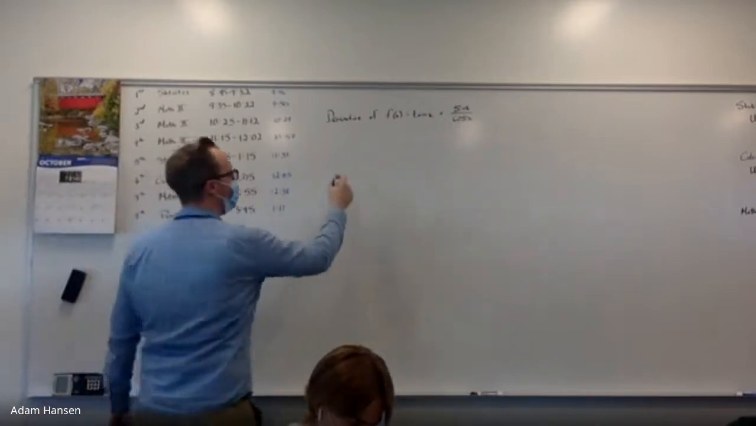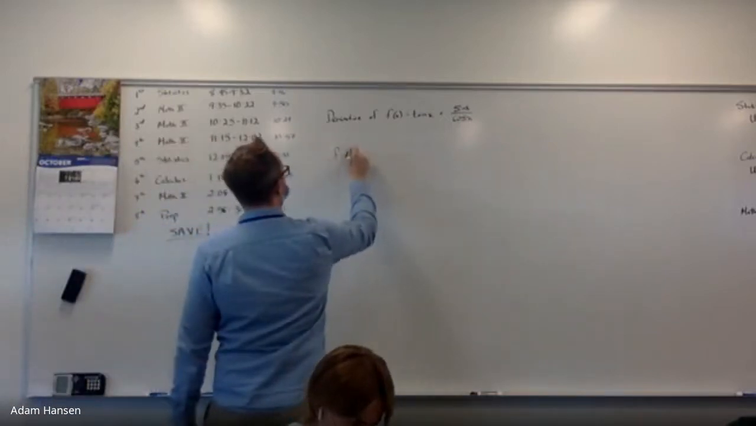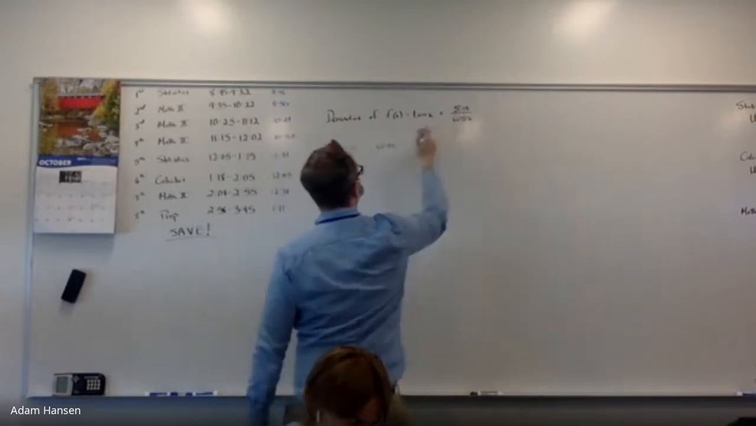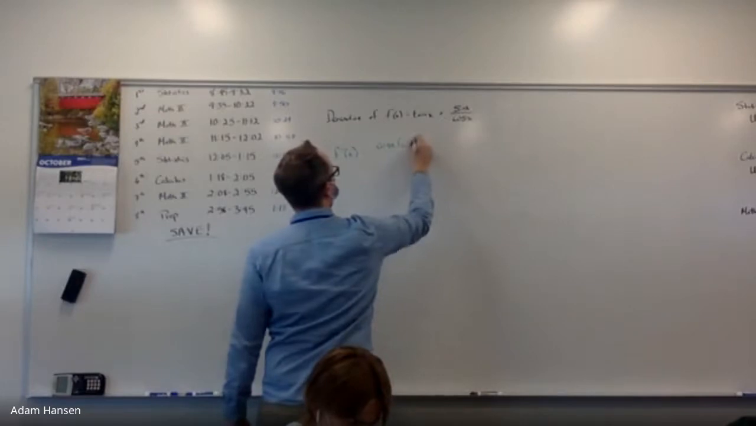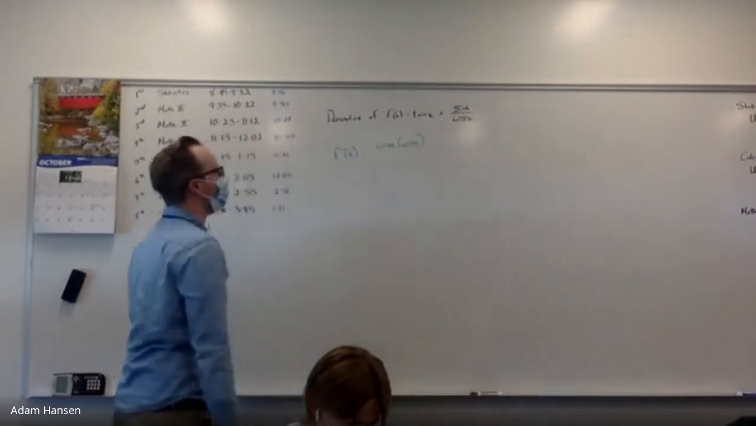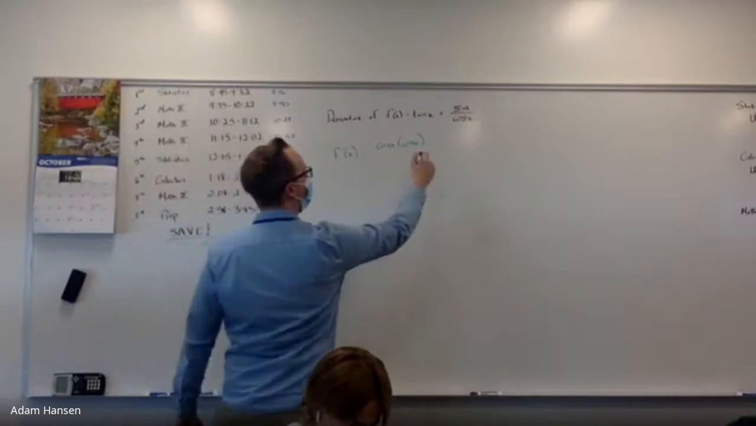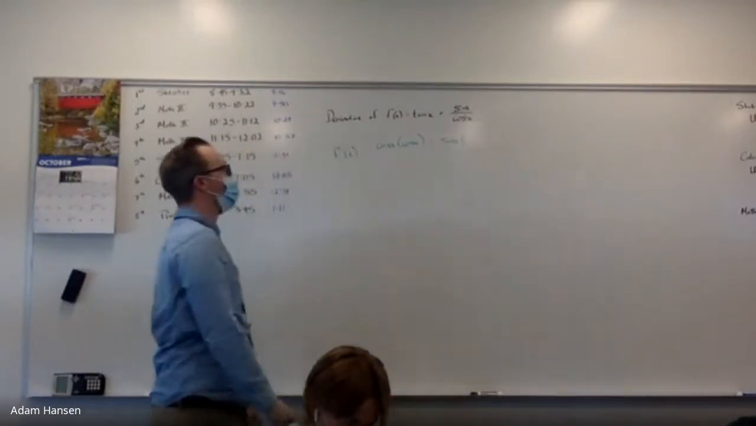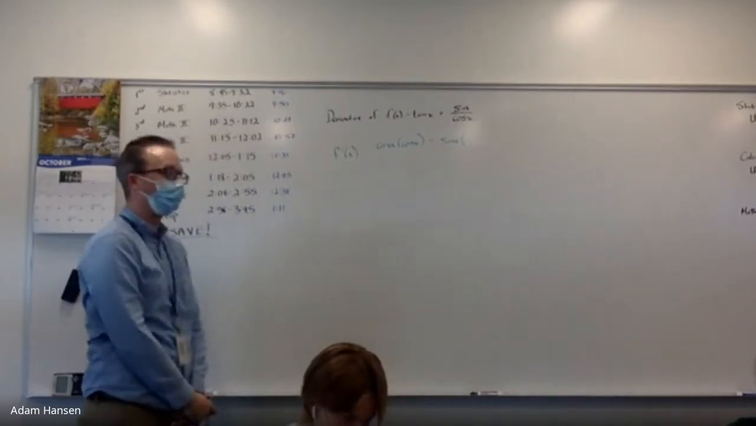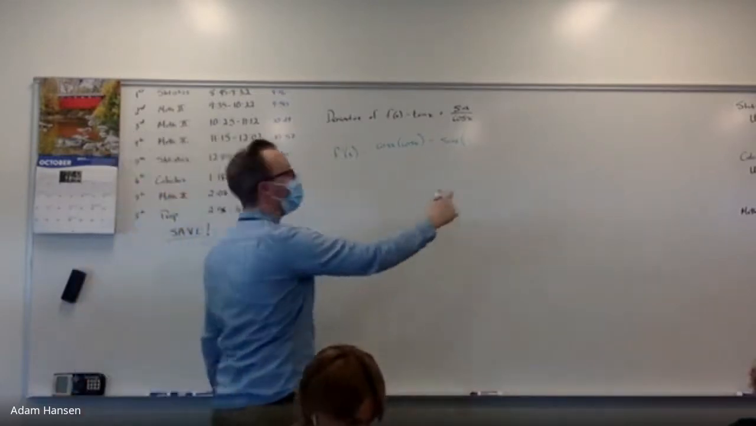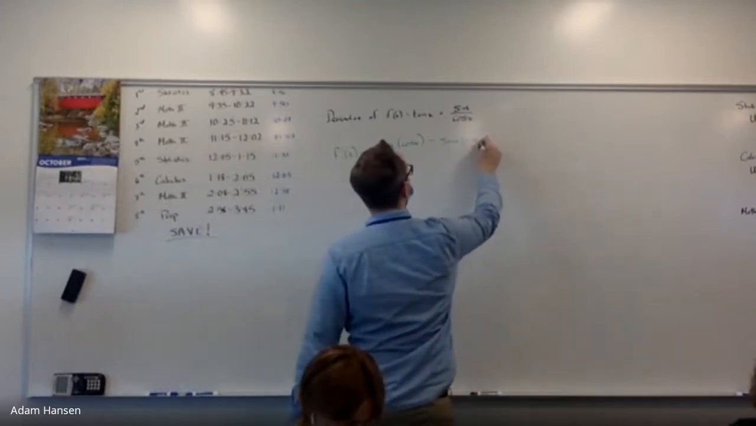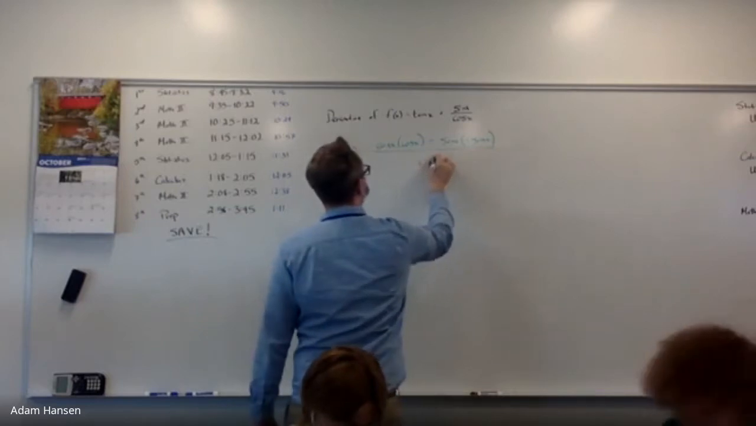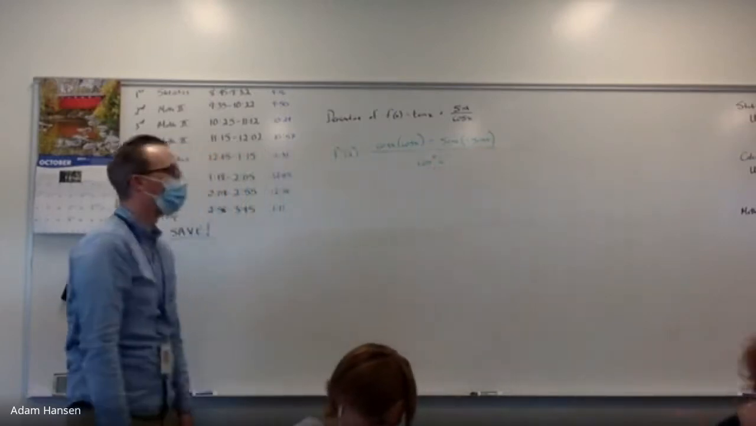So low d high, f prime of x would be cosine x times the derivative of sine x, which is another cosine x, minus the high, sine x, times the derivative of cosine x. What's the derivative of cosine? Negative sine x. All divided by cosine squared x.